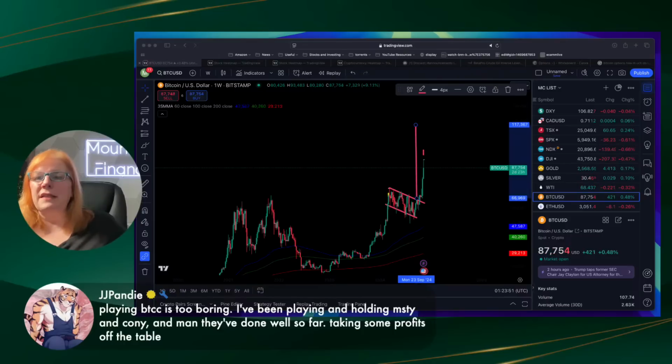Playing BTC is too boring. I've been playing and holding MSTY and CONY. And man, they've done well so far, taking some profits off the table. Yes, so MSTY is MicroStrategy. I believe those are the YieldMax versions, and CONY is for Coinbase. Those are synthetic covered calls, so they're kind of interesting as well. They're basically a form of naked covered calls, as we were mentioning.